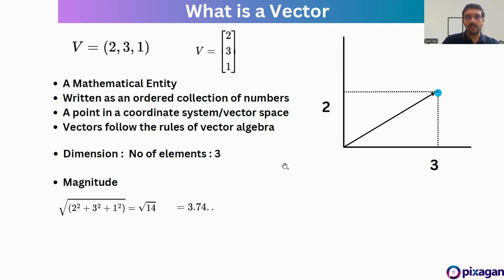A vector has magnitude, which is a way to understand the size of the vector. In this particular case, it's represented by taking the sum of the square of each element and then finding the square root of that. So in this case, it would be 2 squared plus 3 squared plus 1 squared, which is 4 plus 9 plus 1, which is 14. The square root of that is the magnitude of this vector. You can do the same thing here: it's 2 squared plus 3 squared, so it would be 4 plus 9, and the square root of that.